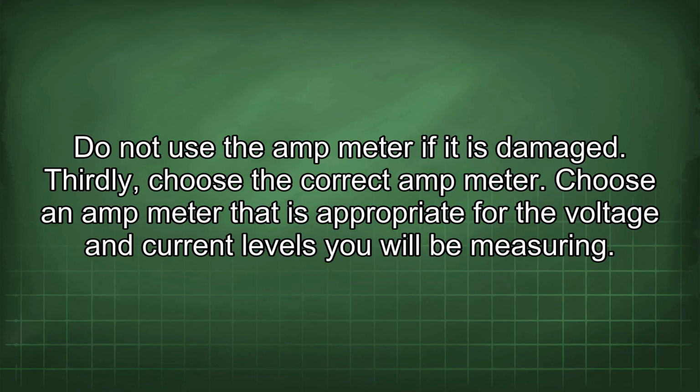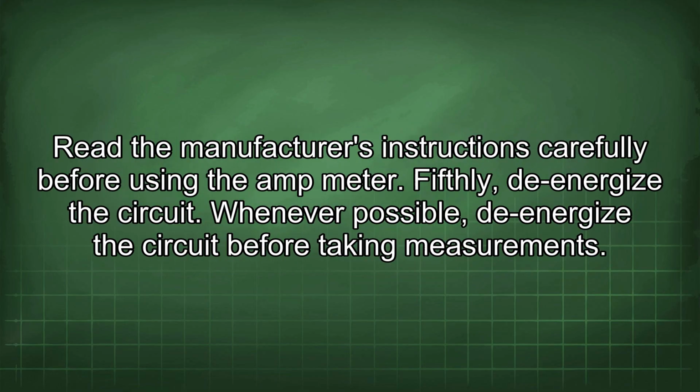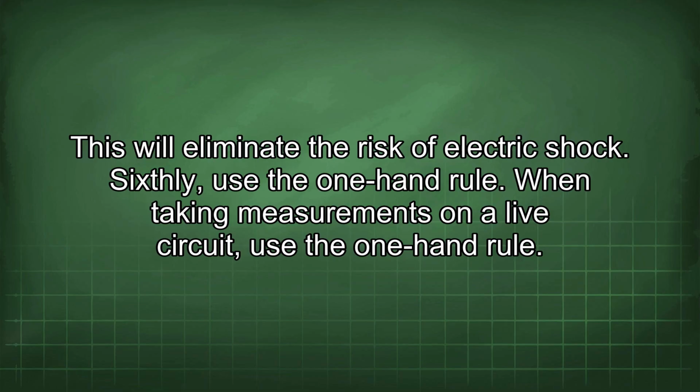Thirdly, choose the correct amp meter. Choose an amp meter that is appropriate for the voltage and current levels you will be measuring. Make sure the amp meter is rated for the category of electrical system you are working on. Fourthly, understand the amp meter's functions. Understand the amp meter's functions and how to use them properly. Read the manufacturer's instructions carefully before using the amp meter. Fifthly, de-energize the circuit. Whenever possible, de-energize the circuit before taking measurements. This will eliminate the risk of electric shock.